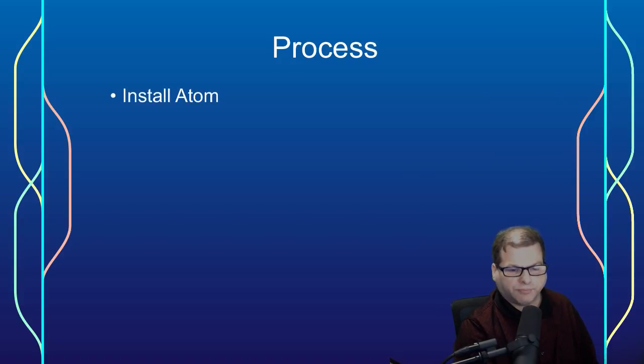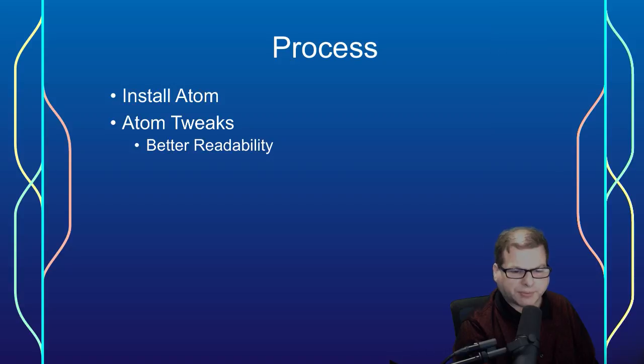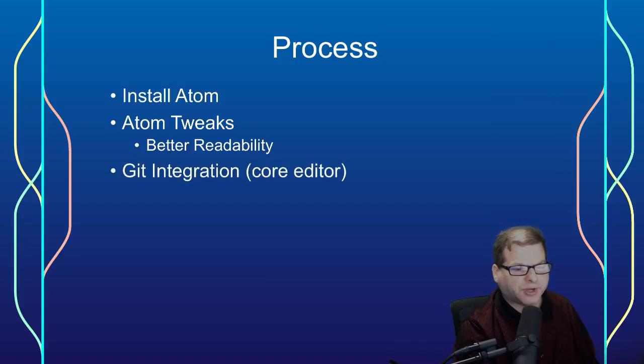We'll start off by installing the Atom text editor. Then we'll make a few tweaks for better readability. And then we'll integrate Atom with Git. Then we'll integrate Git with the Atom text editor.